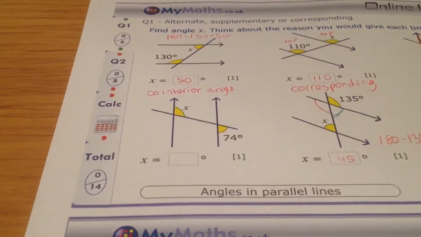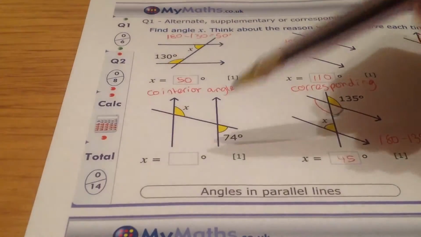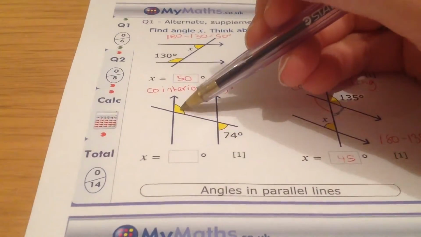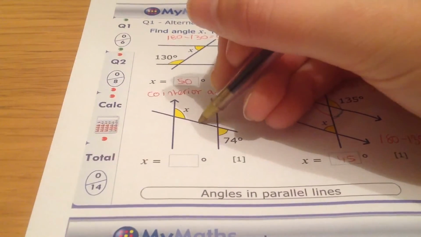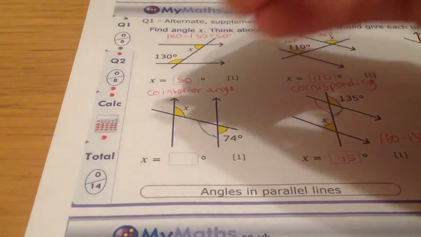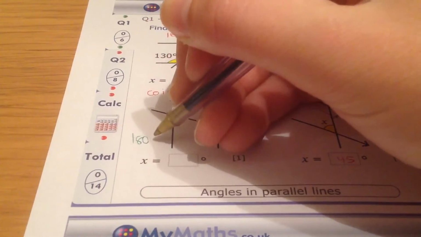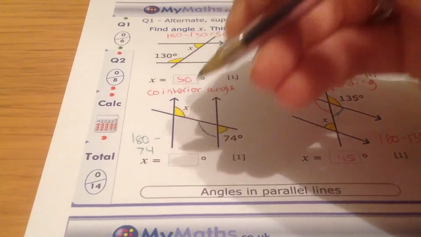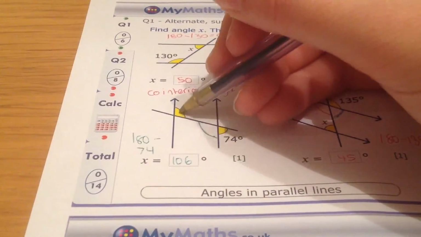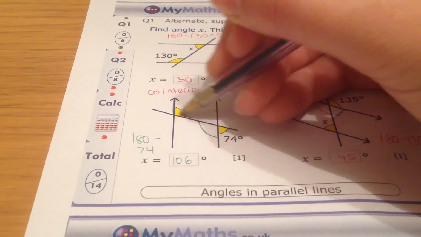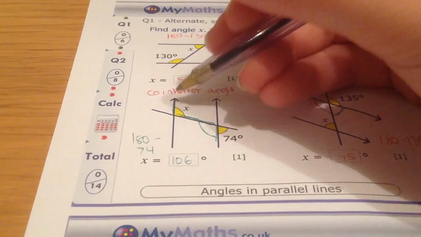So I work my way around clockwise, finishing off with this one here. So I know this angle here, which means that I could work out this angle here by doing 180, take 74, 106 degrees, and these two are alternate. If you look, they make a Z shape, so they are equal.